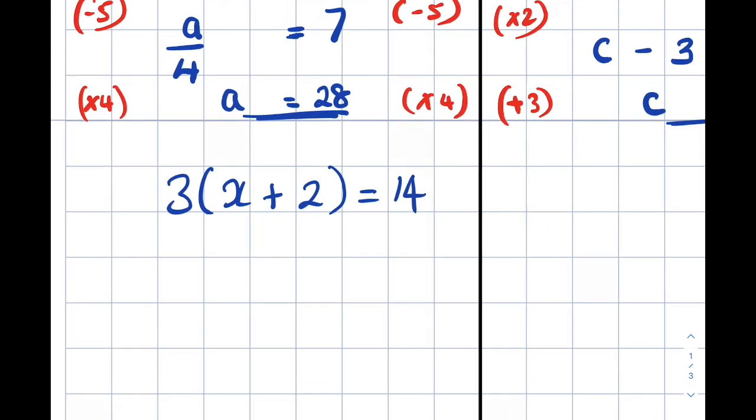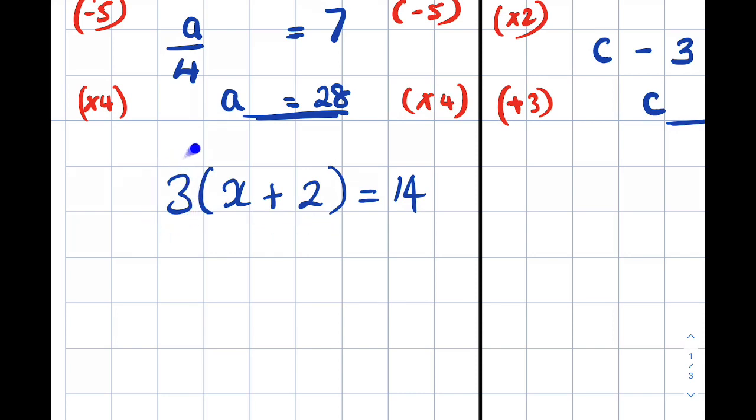Now sometimes you get brackets in there as well. If you ever get brackets, expand the brackets. What that means is get rid of them, multiply them out. So this bracket at the moment has got a 3 on the outside of it. It's telling you to multiply everything inside these brackets by 3. That's what it's telling you to do.